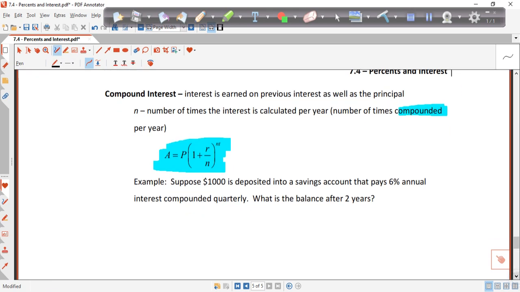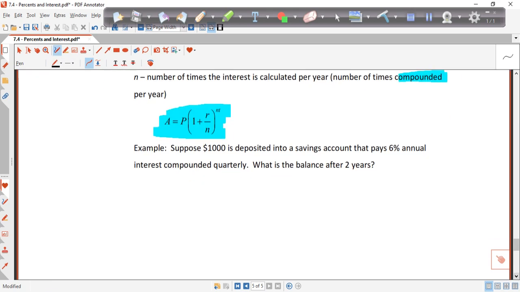So suppose $1,000 is deposited into a savings account that pays 6% annual interest compounded quarterly. So there's your compounded. What is the balance after 2 years? So $1,000 is deposited, so that's our principal, and 6% interest rate, and 2 years.